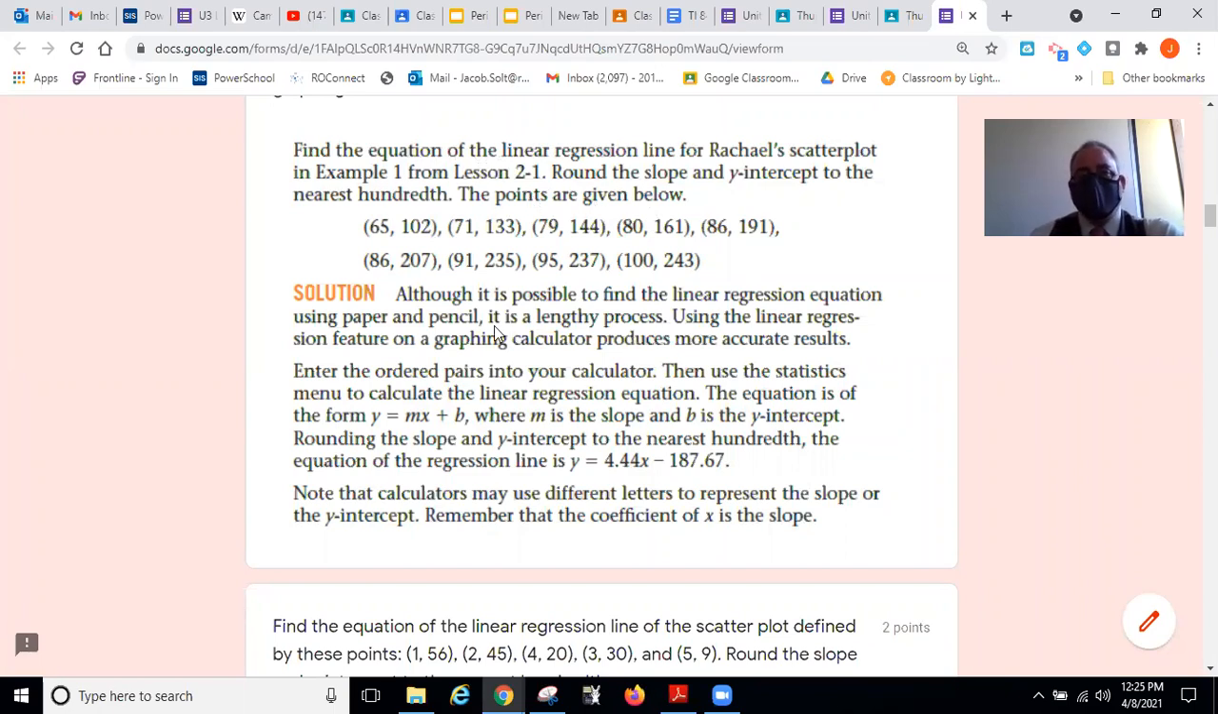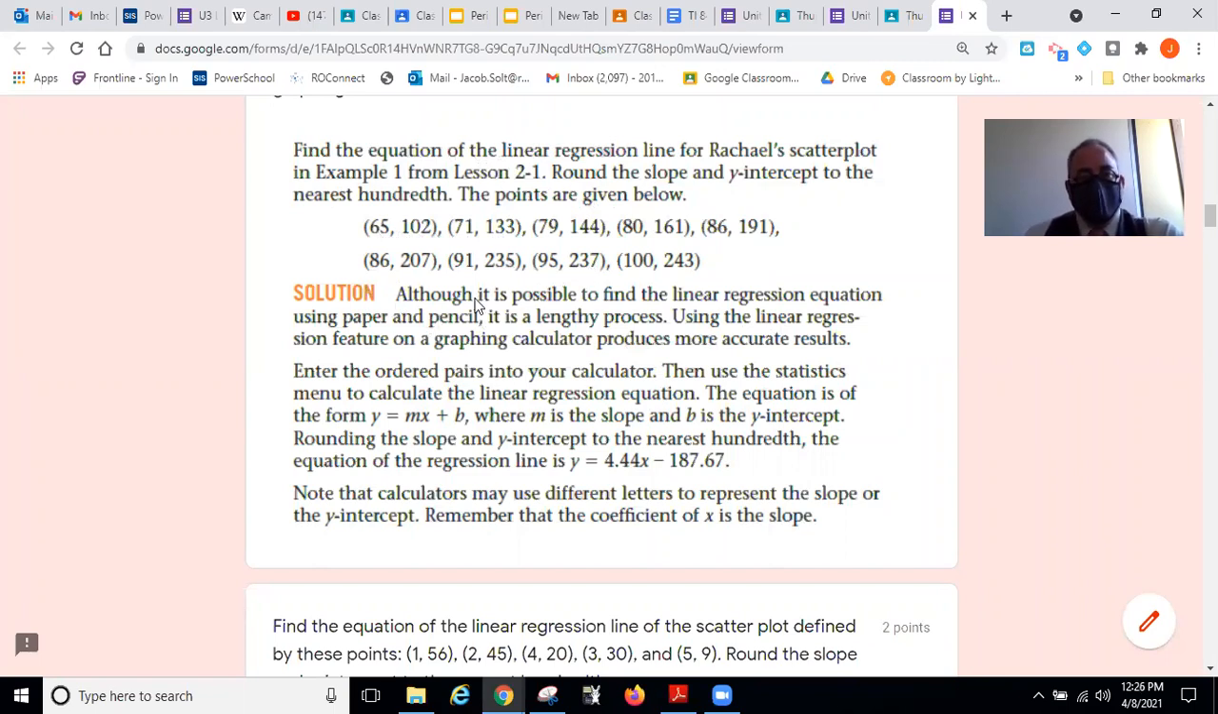Here's how they're going to do it. There's the data set. When the temperature was 65 degrees, she sold 102 bottles of water. When the temperature was 71 degrees, she sold 133 bottles of water. When the temperature was 95, she sold 237 bottles of water, and so on. Here's the solution.